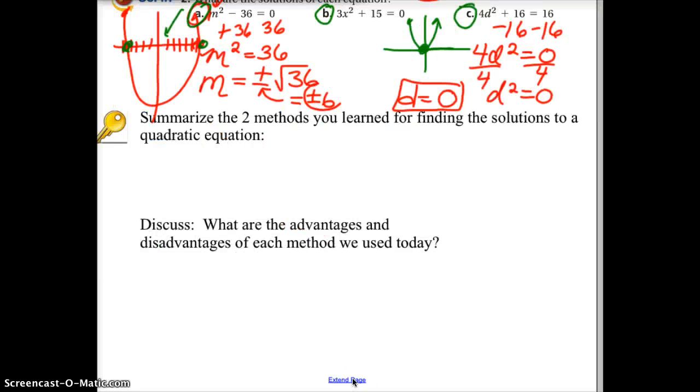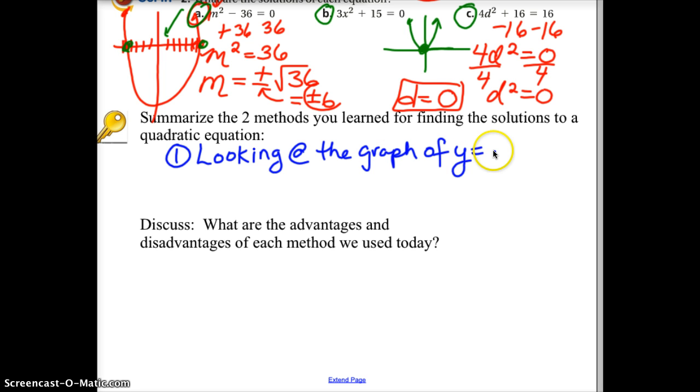So it says summarize the two methods you've learned for finding the solutions. I first showed you how to do it by looking at the graph of y equals whatever your function might be. And remember, when we look at the graph and we want the solutions, we want to know where y is 0. That translated on the graph to those x-intercepts. We don't choose to do it graphically because it's kind of inaccurate. If your solutions are at decimals and that kind of thing, it's just not the best method. It's great for seeing what you're doing, but it's not a good method to actually do by hand.